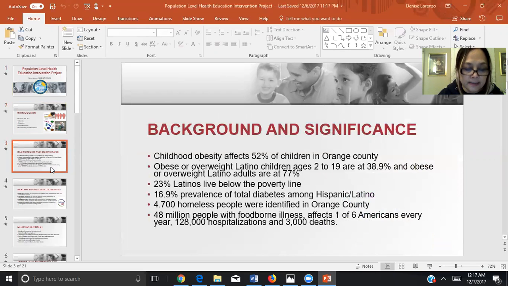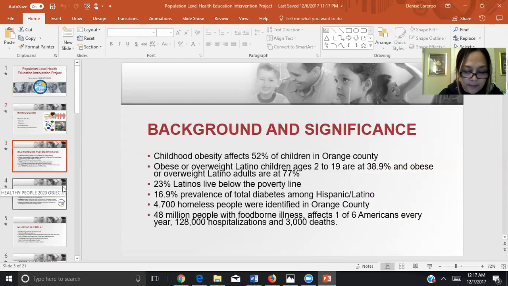Background and significance. According to a joint study from UCLA Center for Health Policy Research, there is a growing epidemic of childhood obesity, which affects 52% of children in Orange County. Obese or overweight Latino children ages 2 to 19 are at 38.9%, and obese or overweight Latino adults are at 77%. Because 23% of Latinos live below the poverty line, they're hard hit because of their lower socioeconomic conditions.